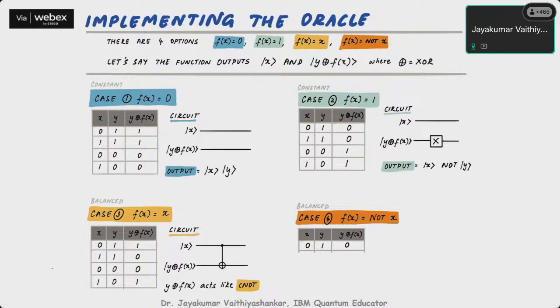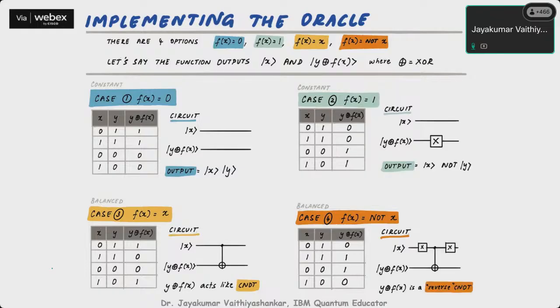So these are very basics. If you have doubt, please work it out on pen and paper. You will easily be able to get it. So this appears like reverse CNOT.